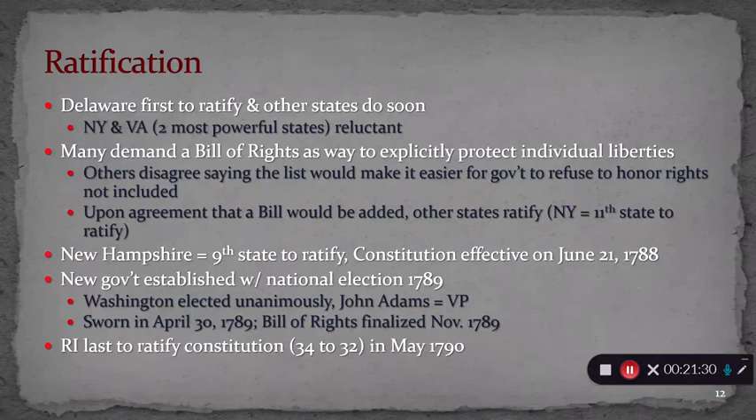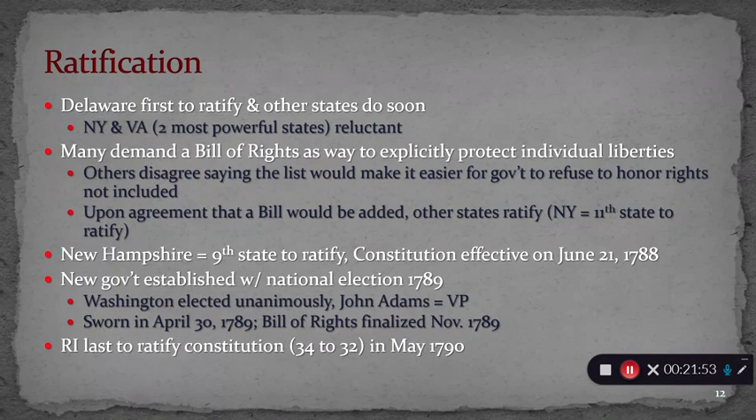And people like Madison say, well, the government itself is the guarantee of the rights. And the anti-federalists say, but there's nothing that stops the government from violating those rights unless those rights are enumerated in very clear language.